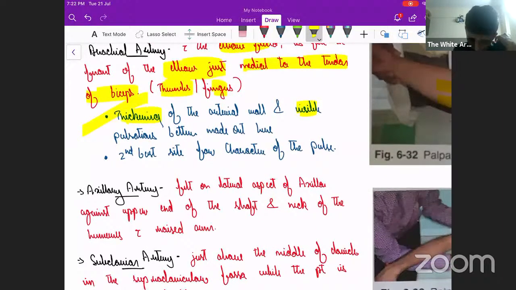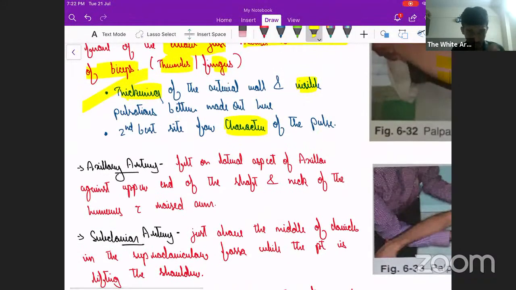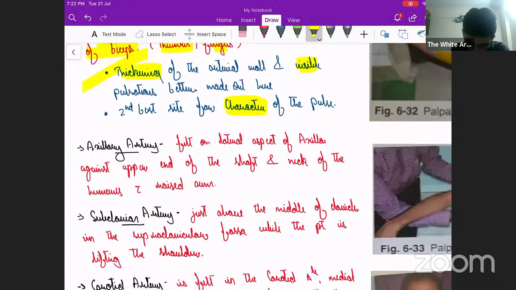And to assess the character of the pulse, if for some reason you're not able to palpate over the carotids, the next best site is the brachial artery. Important to remember.